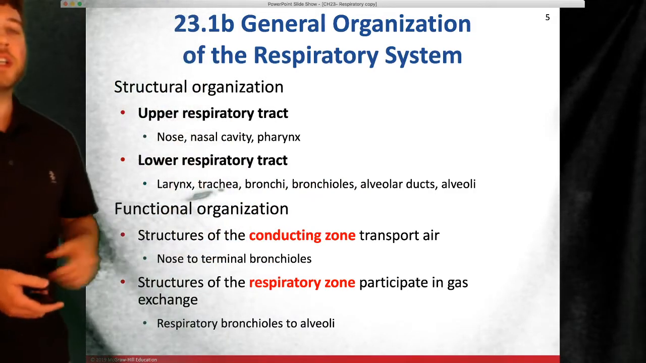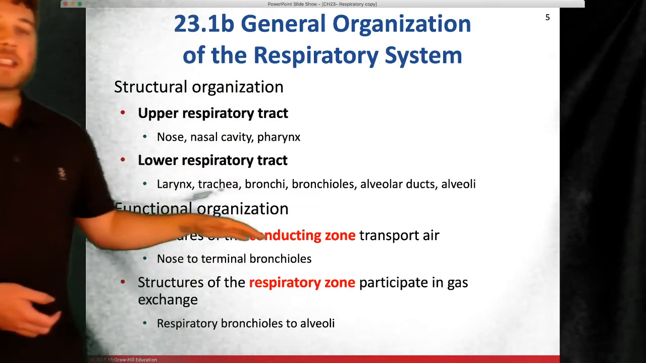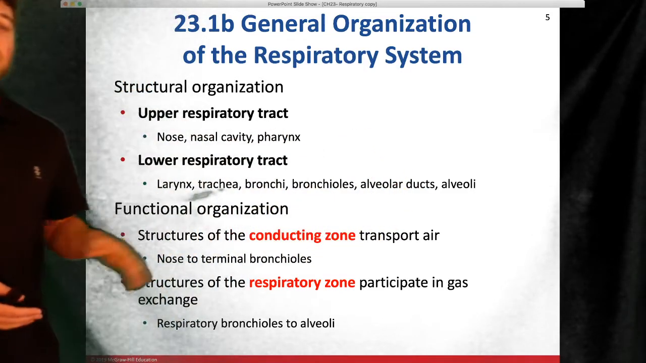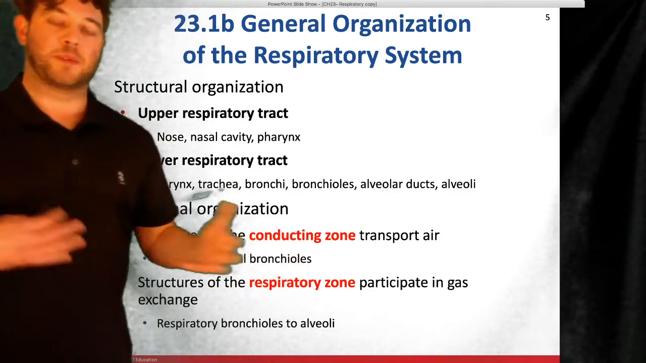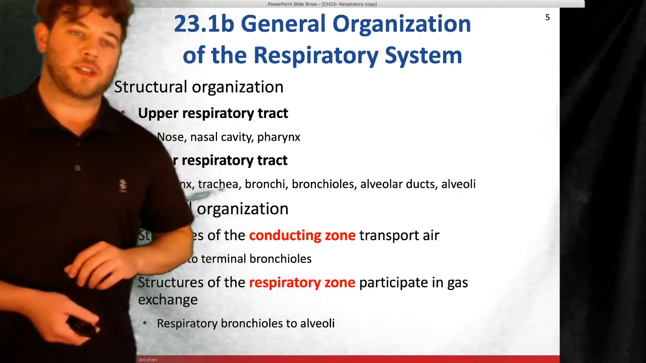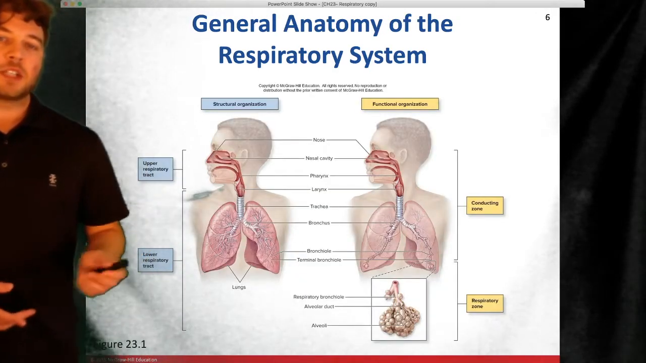We can look at it functionally. We have the conducting zone and the respiratory zone. The conducting zone is exactly what it sounds like. It's transporting air, conducting and moving air down. It goes from the nose to the terminal bronchioles, whereas the respiratory zone is where it's actually going to be participating in gas exchange. That is just the respiratory bronchioles to the alveoli, so just the very bottom portion of the system. Here is just broken down for you.